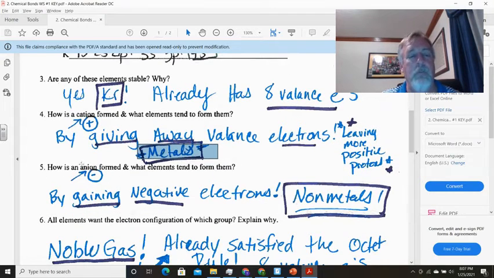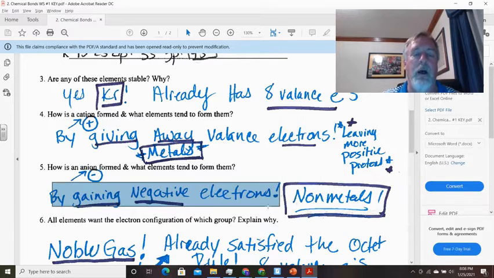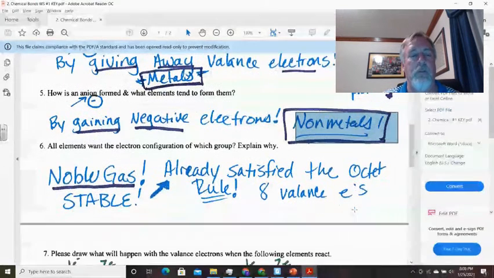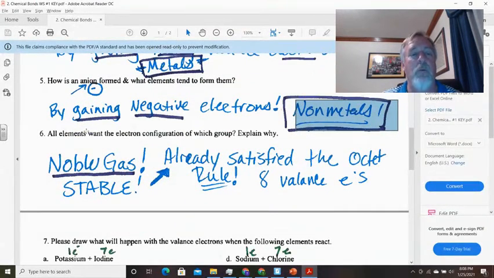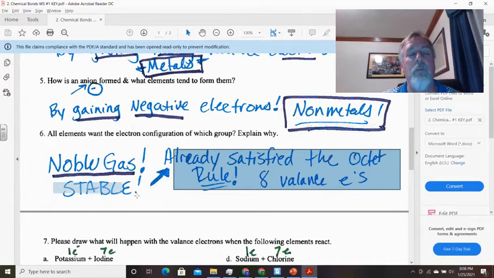Anions are negative. Remember that n for negative. How are they becoming negative? Because they pick up some electrons. They gain electrons, and electrons are negative, which leaves the atom with a negative charge. We saw that our nonmetals are the ones that like to gain electrons. All elements want the electron configuration of which group? They want to be noble gases. Why? Because when an atom satisfies the octet rule and has 8 valence electrons, that's when it's the most stable.